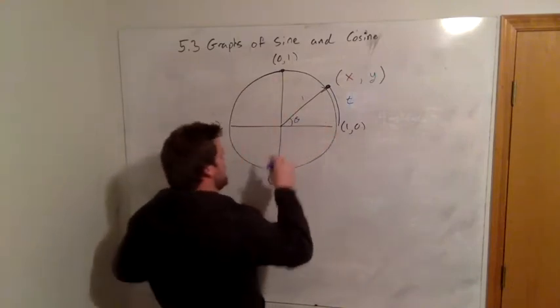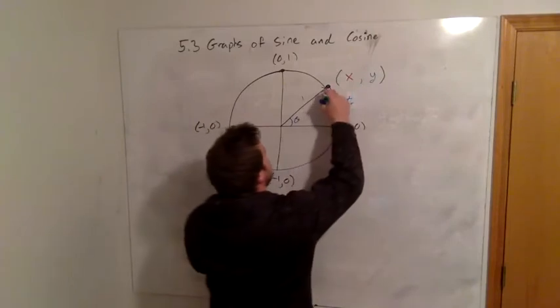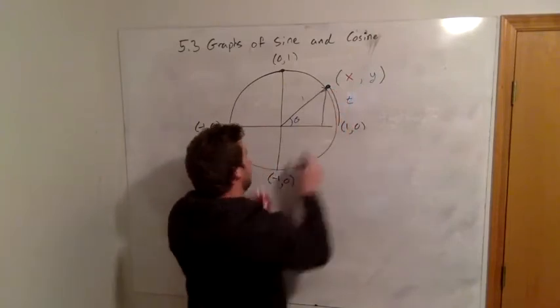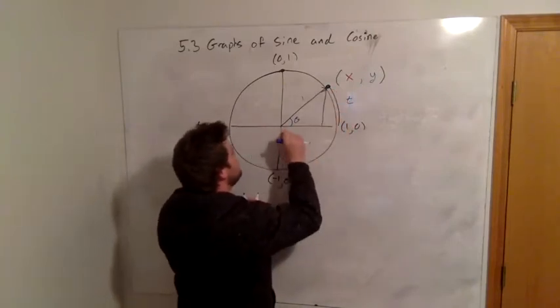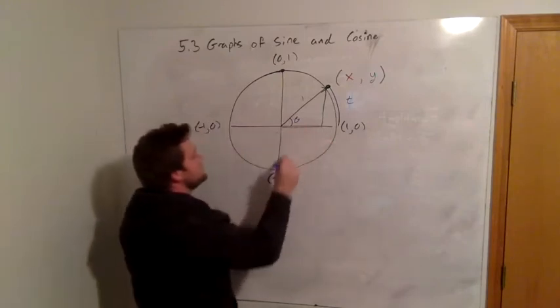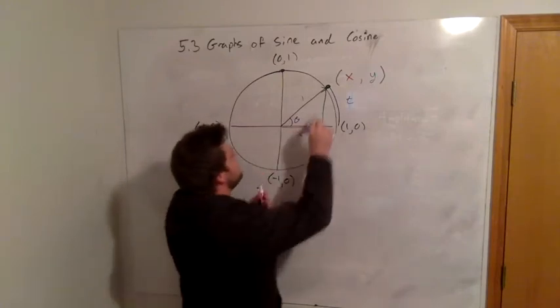How about we draw the y-coordinate? The y-coordinate will be this height, and the x-coordinate will be the width. So this is x, and this is y.